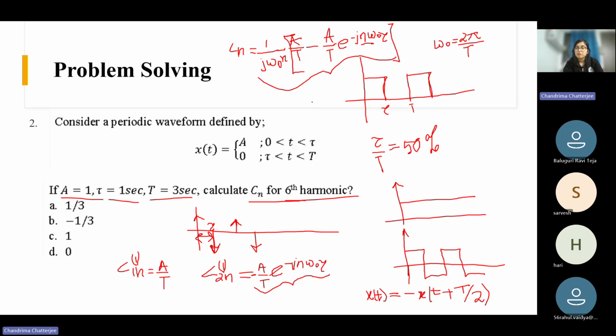That means cos 4 pi minus j sin 4 pi. Cos 4 pi is 1 and sin 4 pi is 0. Within the bracket, this is 1 minus 1, so the whole thing becomes 0. Is it clear?